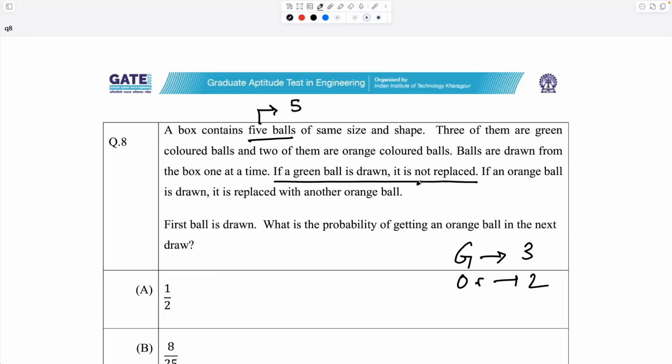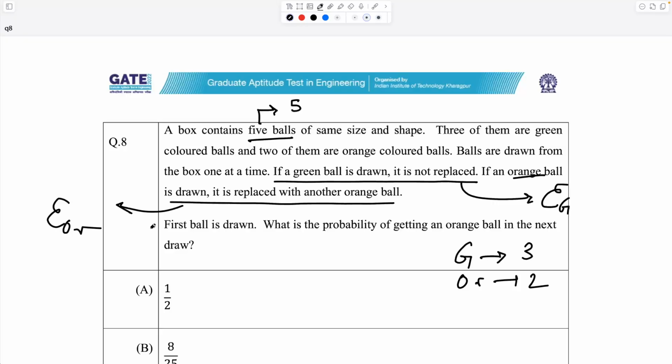This is information regarding the event. Event what? Event green, the event that a green ball has been drawn. If an orange ball is drawn, it is replaced with another orange ball. This is about the event orange. Yes, the first ball is drawn. What is the probability of getting an orange ball in the next draw?